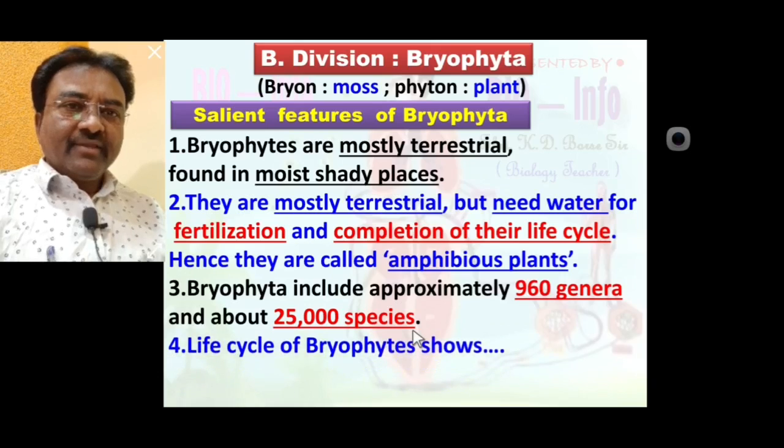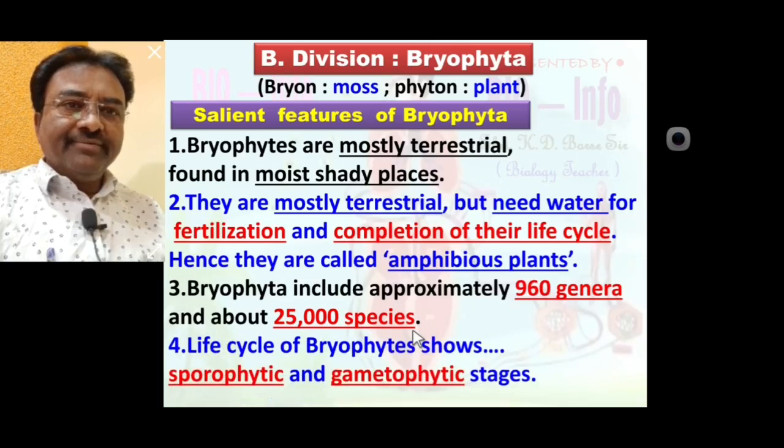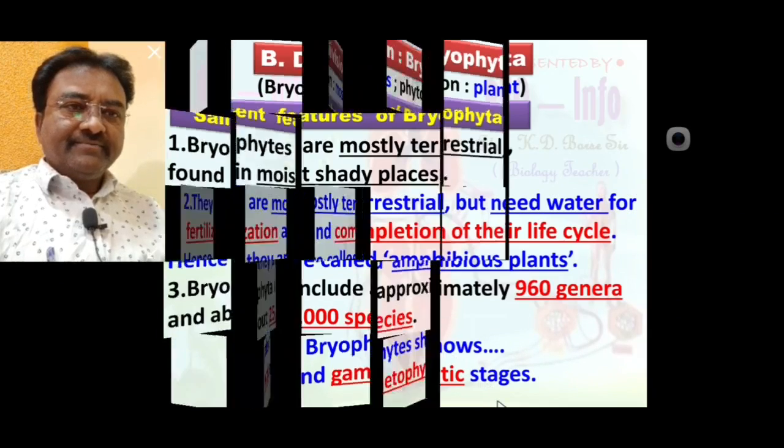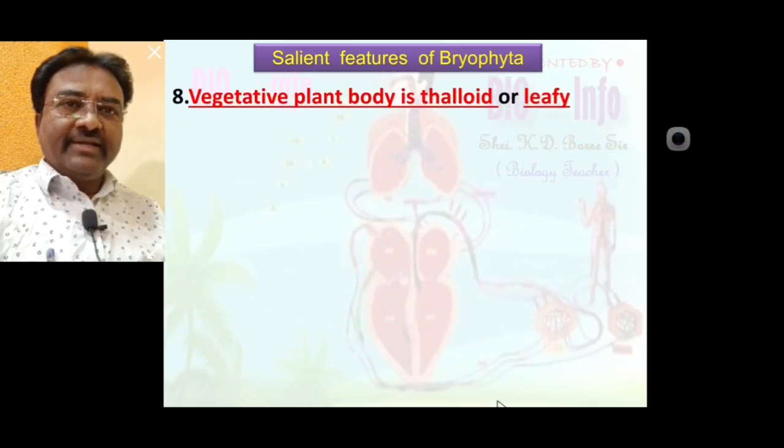The life cycle of Bryophyta shows sporophytic and gametophytic stages. Life cycle of Bryophyta shows sporophytic stage, gametophytic stage. Next, number 8, vegetative plant body is thalloid or leafy.